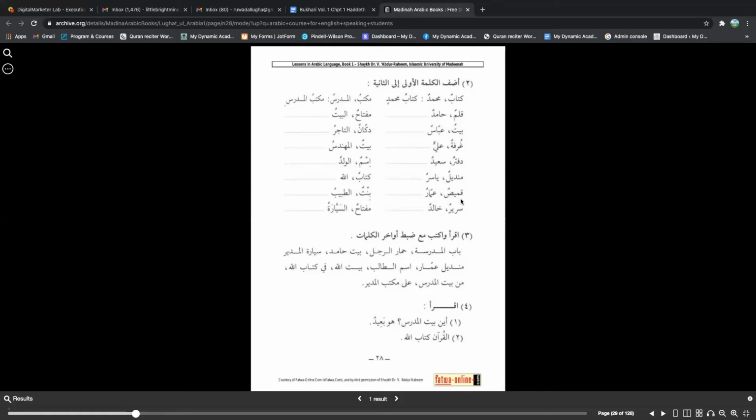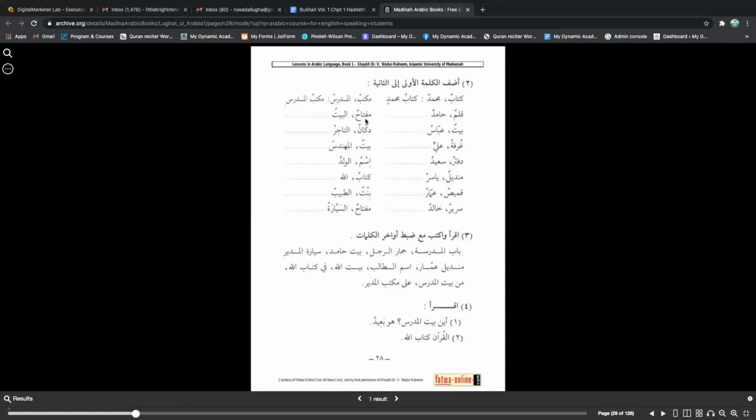Qamisun, a shirt. Ammarun is a proper name. We want to make it Ammar's shirt, so we get rid of one of the dhammas. We can't have tanween on the qamis anymore, so it becomes qamisu Ammarin. Okay, sarirun, a bed, and Kharidun is a proper name. We want to make it Kharid's bed, so we make it sariru Kharidin, not sarirun.